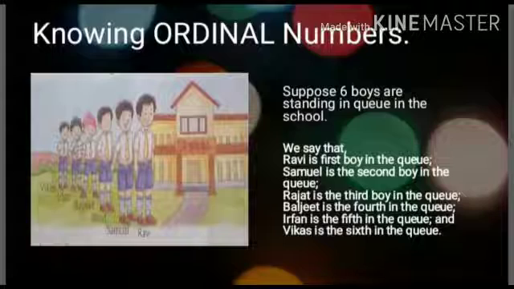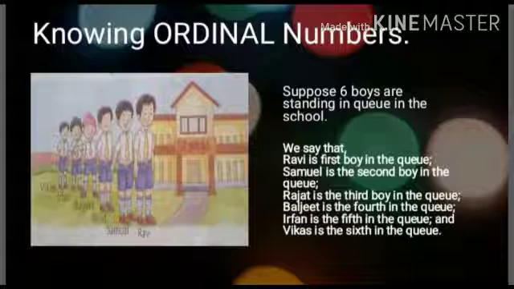Now let's see what ordinal numbers are. Let us take an example of these 6 boys standing in a queue. We say that Ravi is the first boy in the queue, Samuel is the second boy, Rajat is the third boy, Baljit is the fourth, Irfan is fifth, and Vikas is the sixth in the queue. Telling these 6 boys apart, the terms which we have used are first, second, third, fourth, and fifth. When we use numbers in such a way, that is first, second, third, fourth, fifth, sixth, seventh, eighth and so on, then these numbers represent ordinal numbers.